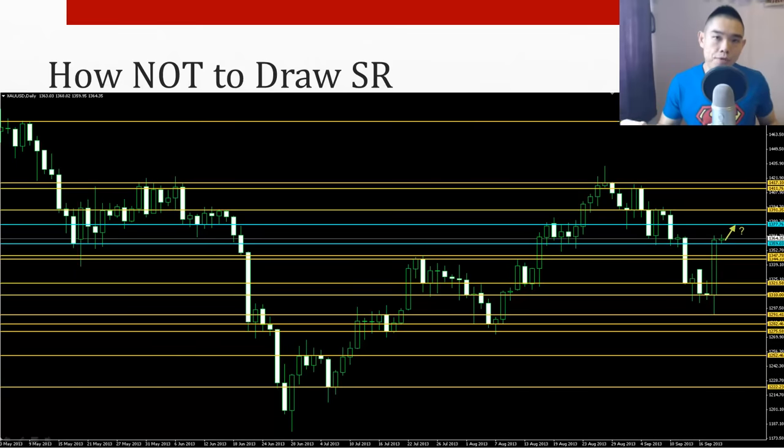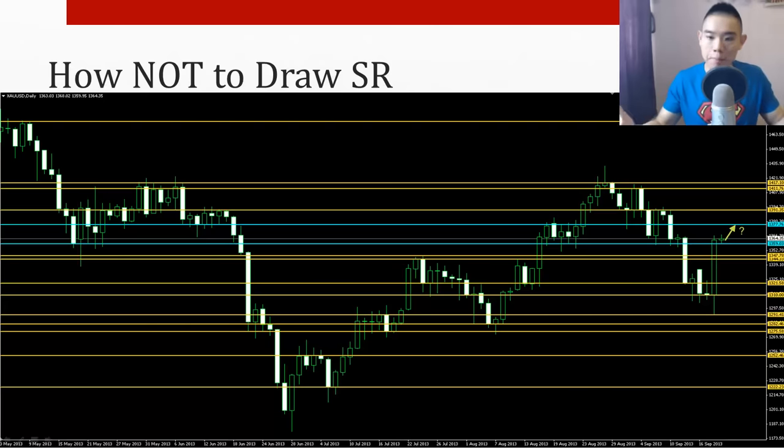Now, before I share with you how to draw support and resistance, I first want to show you how not to draw support and resistance. So this is a perfect example of how not to do it. Why is that? Because there's just way too many levels on your chart. When you've got too many levels on your chart, how do you know which levels you want to trade?